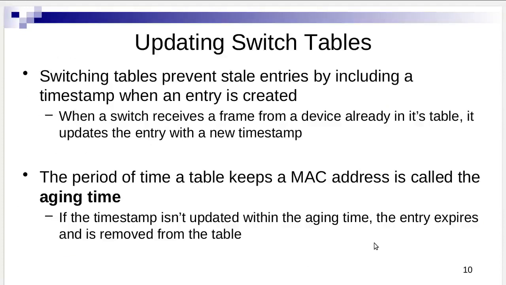Okay, so switching tables are not just created and then written in stone for all eternity. As you probably have done in the lab, you can disconnect a machine from a switch and then plug it in a totally different port and things will work. Well, how does that work? The switch keeps track of the time at which that switching table entry was set up, and after a certain amount of time, called the aging time, it will say, okay, this is stale information and it's unlikely to be good, and so I will discard this.